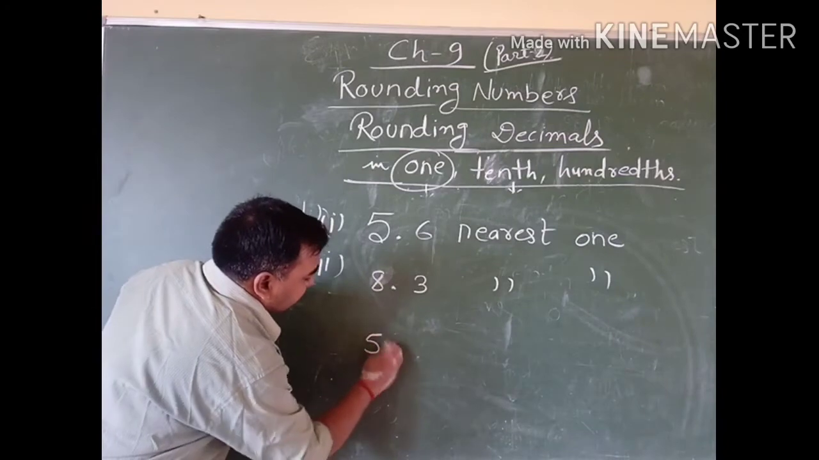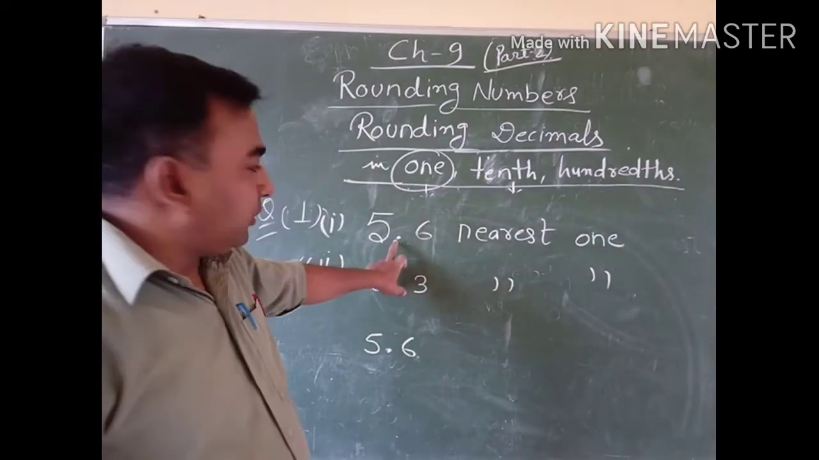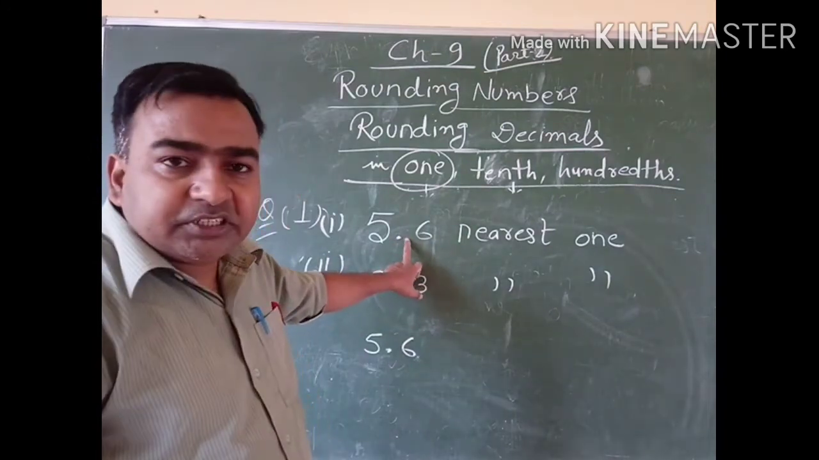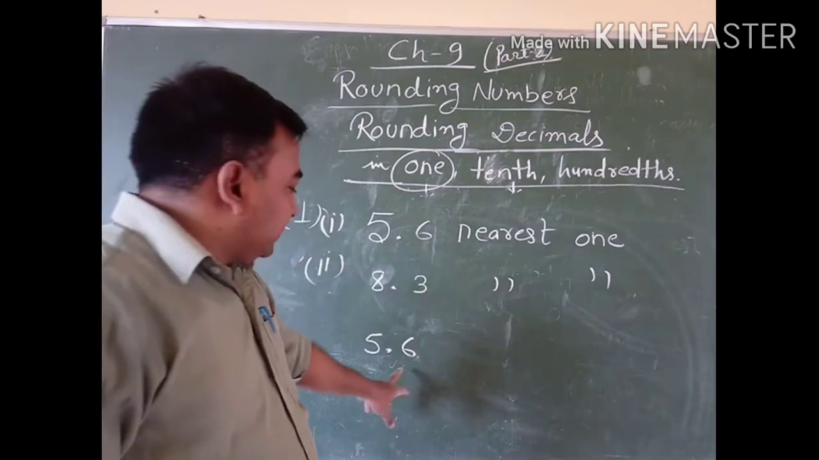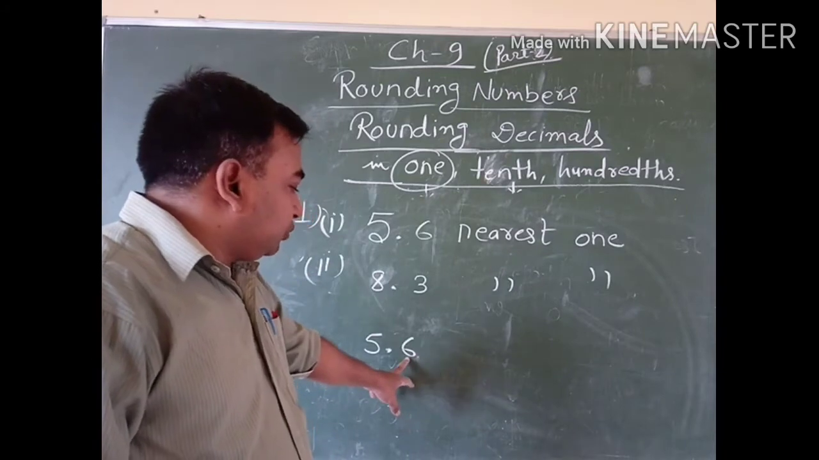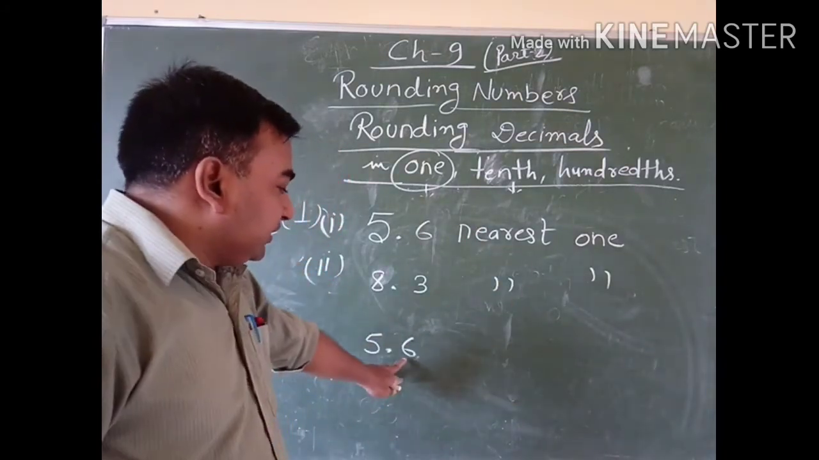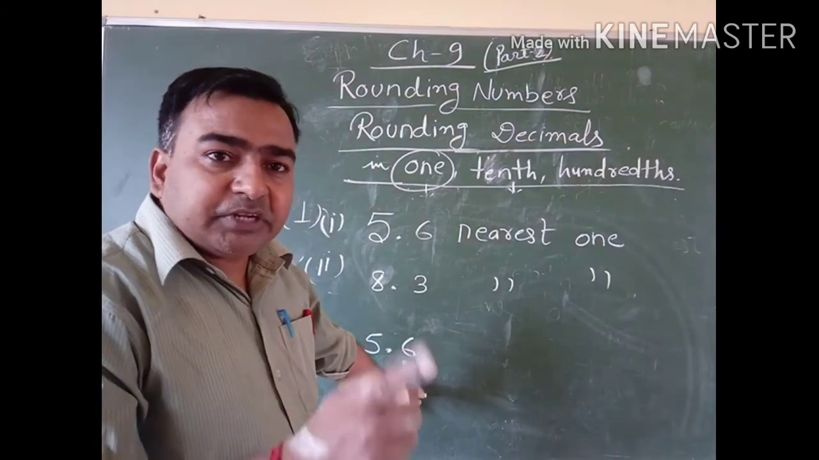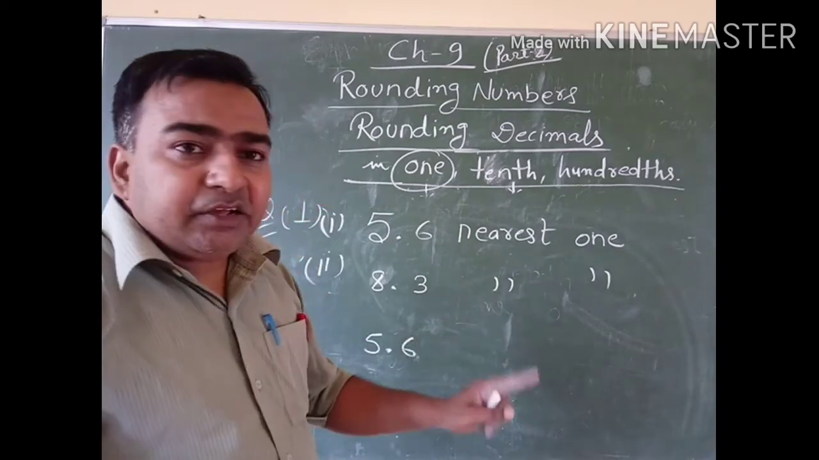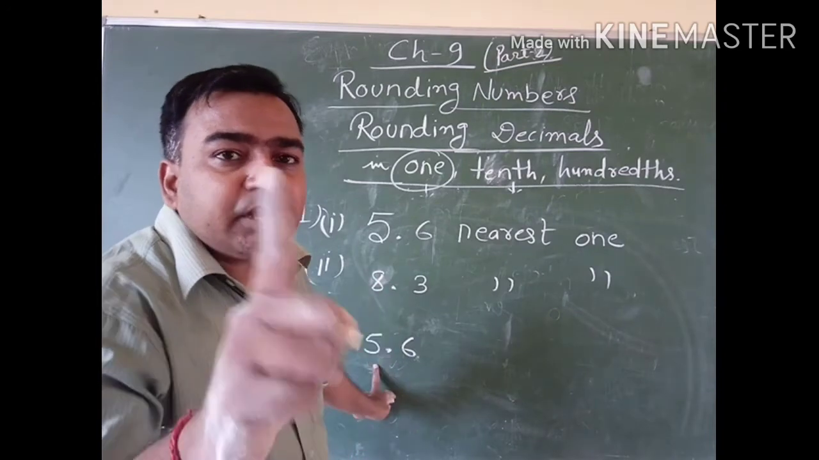So you can see that in question number 1, 5.6, there is only one decimal digit, only 0.6. The decimal digit 6 is more than 5, yes. So we will go forward, and this decimal digit is replaced by 0, and the one's place number, or whole number, is increased by 1.